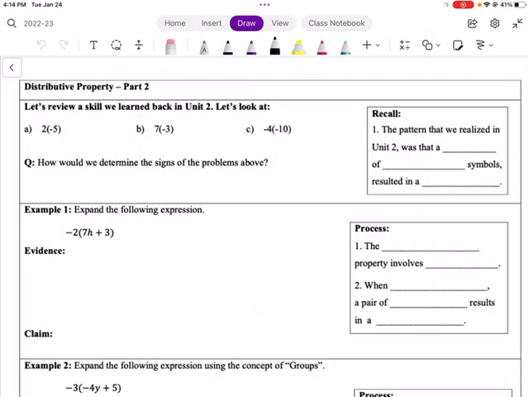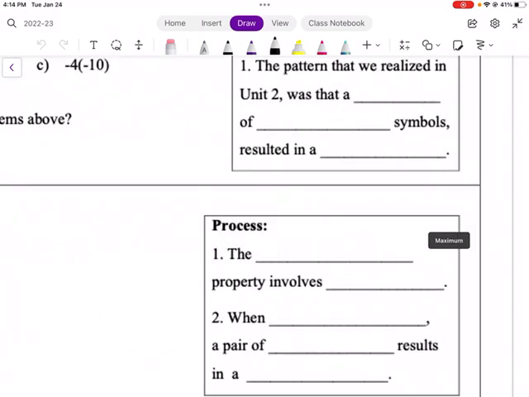All right, so today we're going to take notes, and that means whatever I write, you write on your notebook. By now, you should already have glued your notes on your notebook if you haven't done so. Let's review what we learned back in Unit 2.